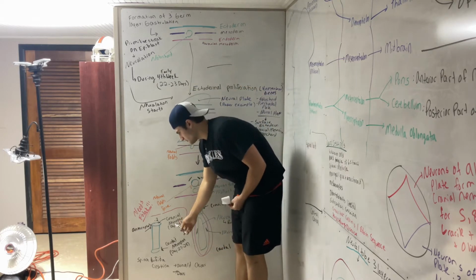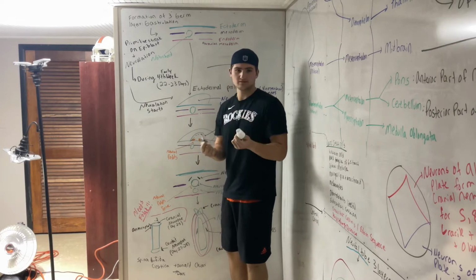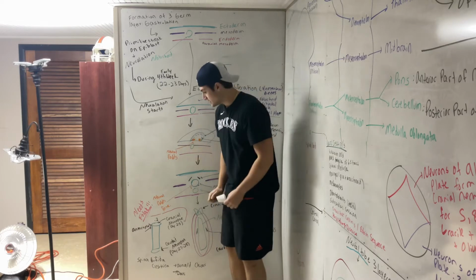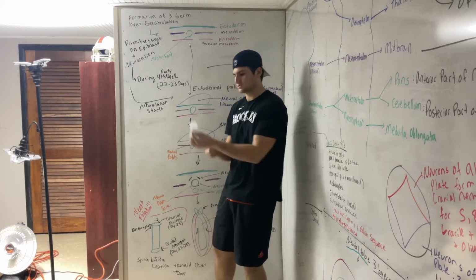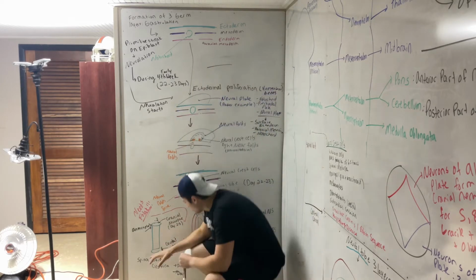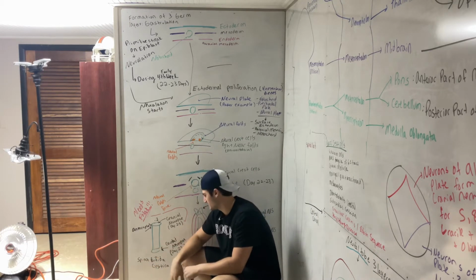This cranial neuropore is supposed to close around day 25. That would be a healthy baby. Around day 25, this neuropore is going to close. Now, on the bottom, you have the caudal neuropore. It's just the bottom part, right? Right down here, bottom. The caudal neuropore is supposed to close around day 27 to day 28.